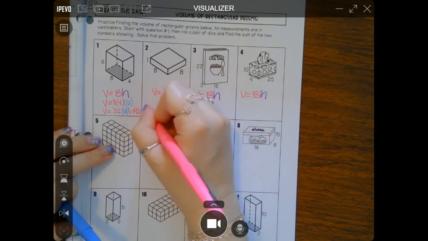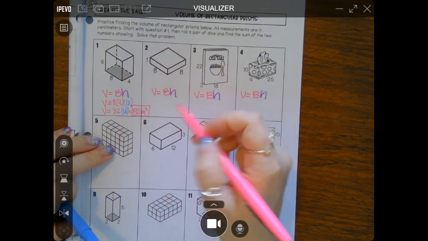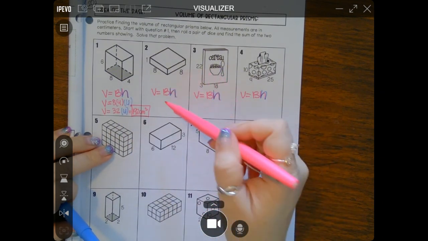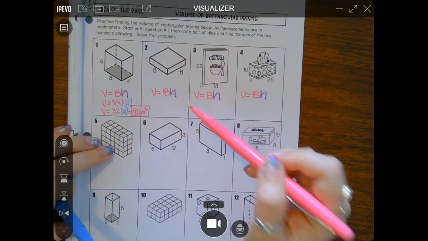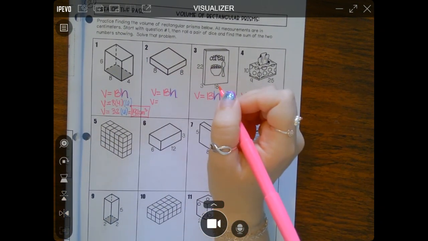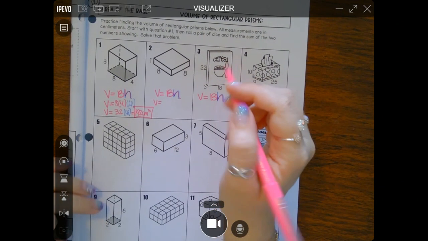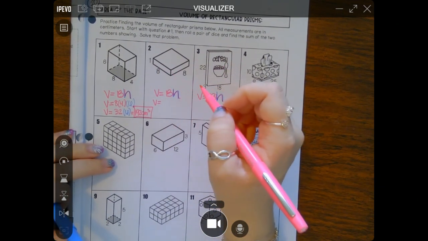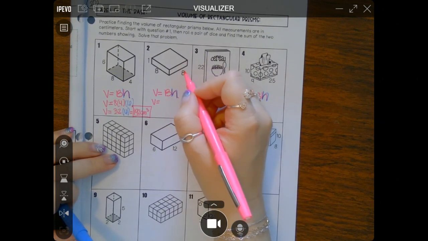192 cubic centimeters. So can you go ahead and do that for these problems? Can you find the area of the base first and then multiply it by the height? Okay, don't forget, write the formula each time so that it gets stuck in your head, and then actually plug in the numbers. I know you can use a calculator, but show what you did.